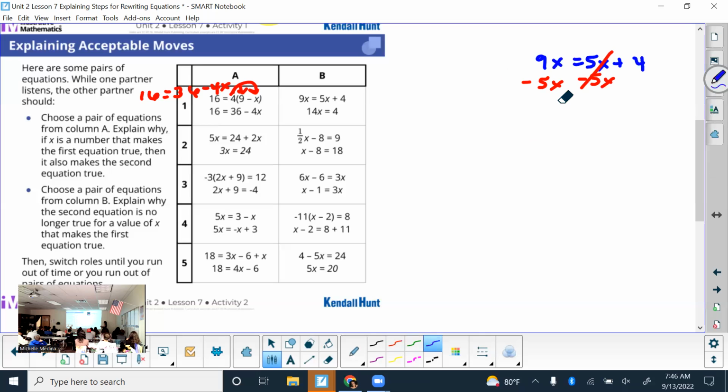I get 4x equals 4, which again is not the same as 14x equals 4. We can stop right there. They look more similar now, so I can really compare them, and I know that it will not be the same. All right. Any others that you thought were tricky?